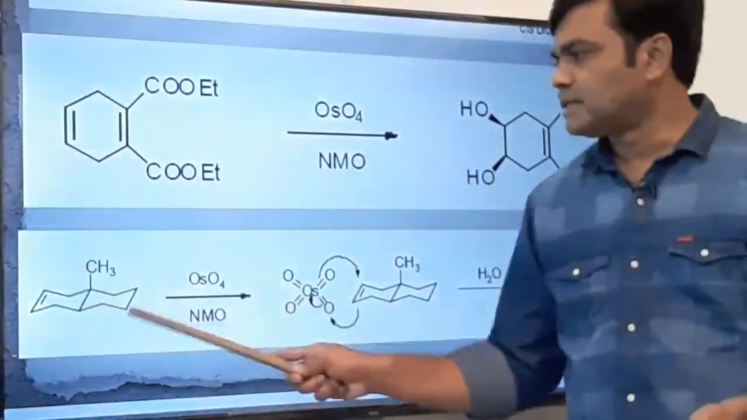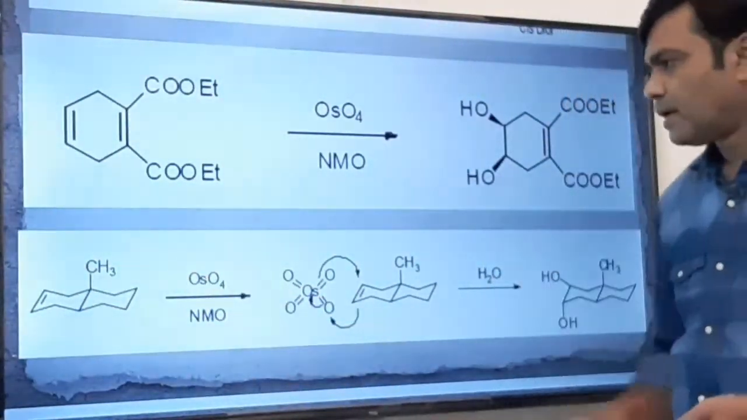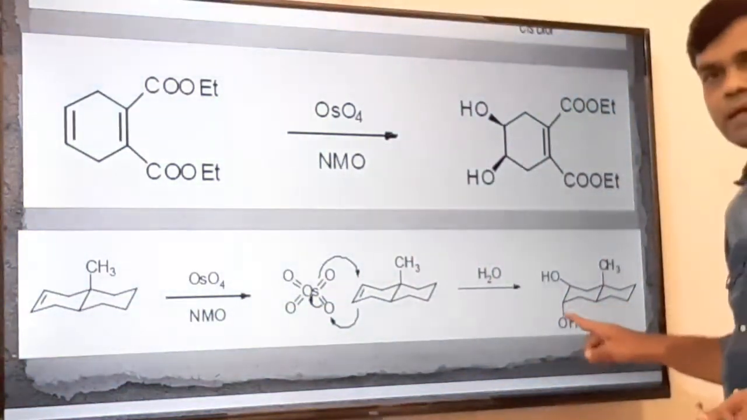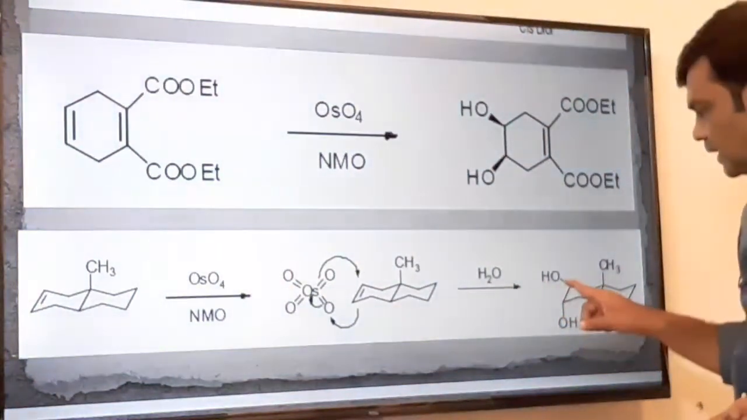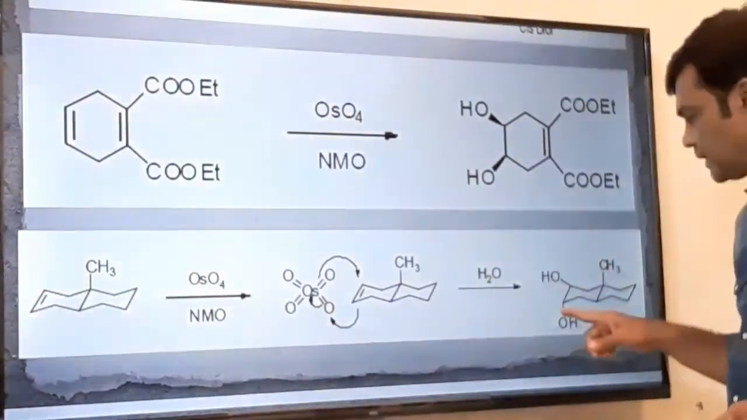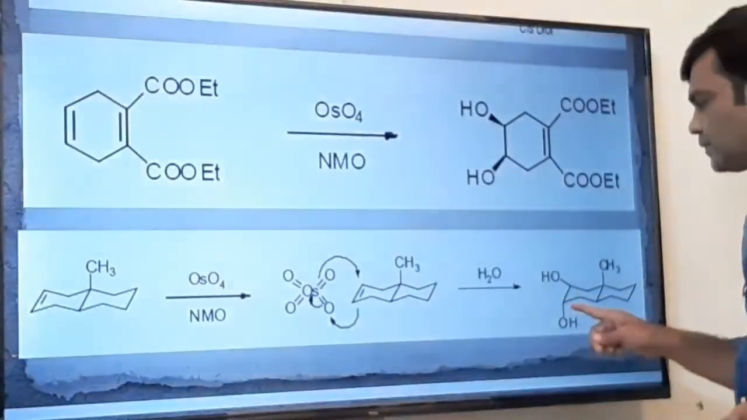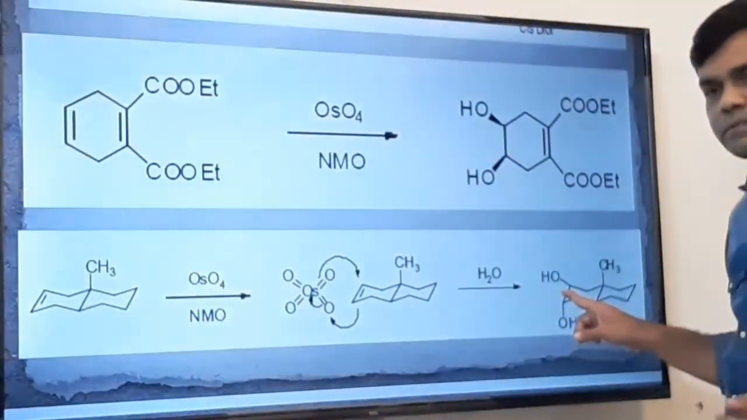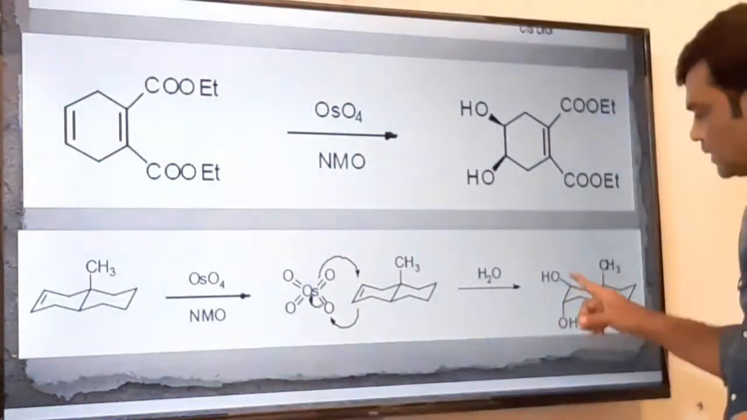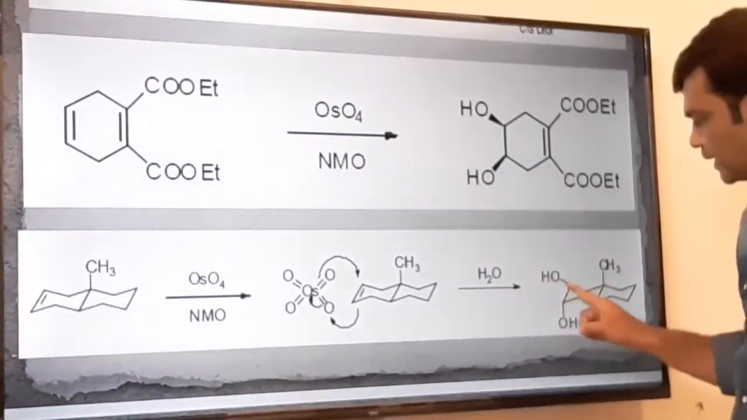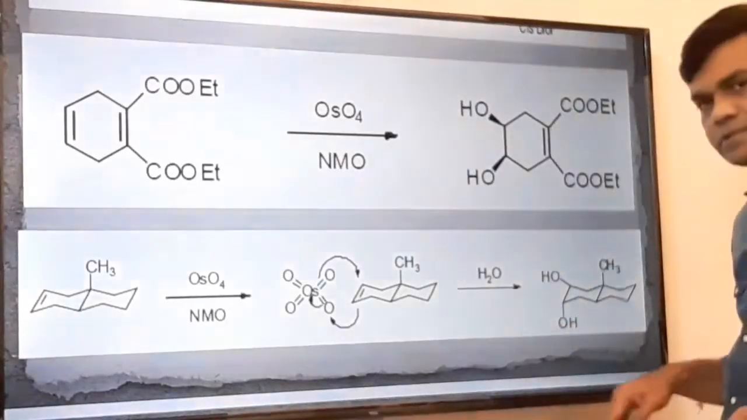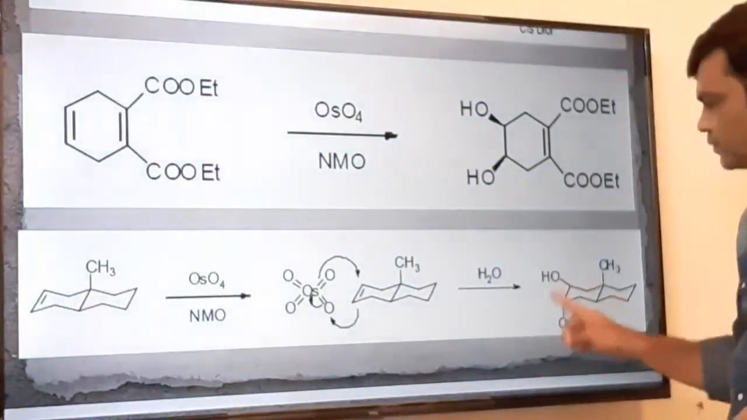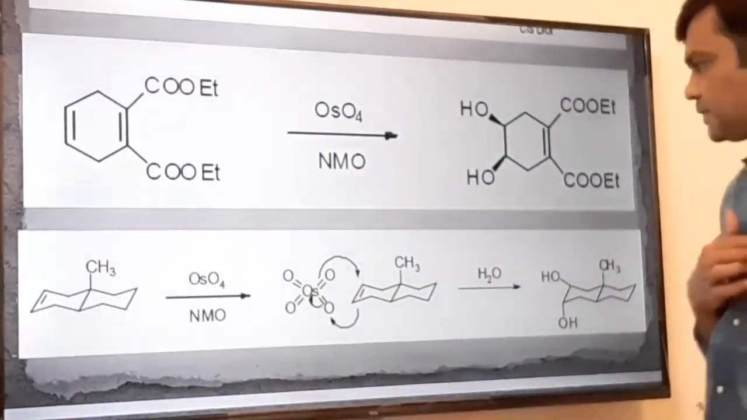See, this is the bicyclic ring where there is a carbon-carbon double bond. So the final product will be obtained having cis stereochemistry. As I told you in the previous slide, to write the cis stereochemistry at 1,2 position, or vicinal position, or adjacent position, you have to write one group at equatorial position and the other group at axial position. So axial-equatorial, that is AE, is cis. So we get this cis compound. This is very simple.